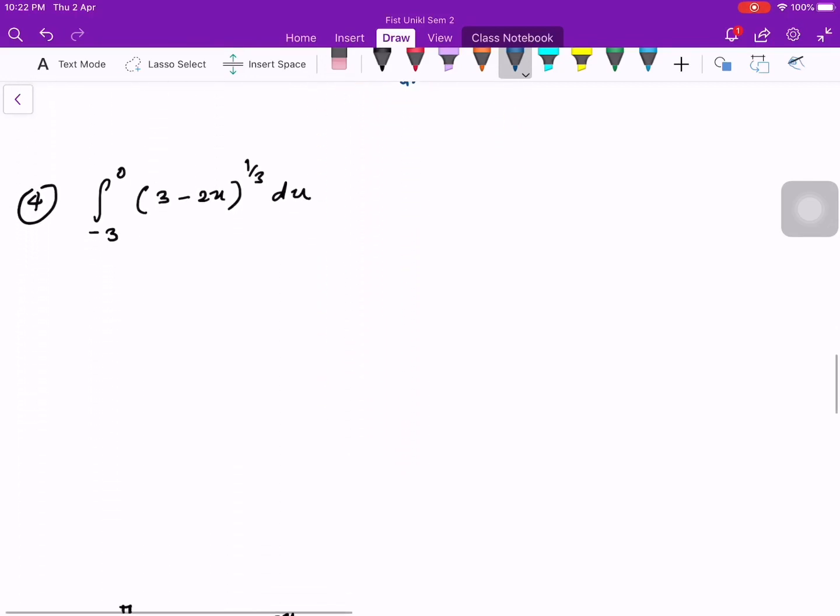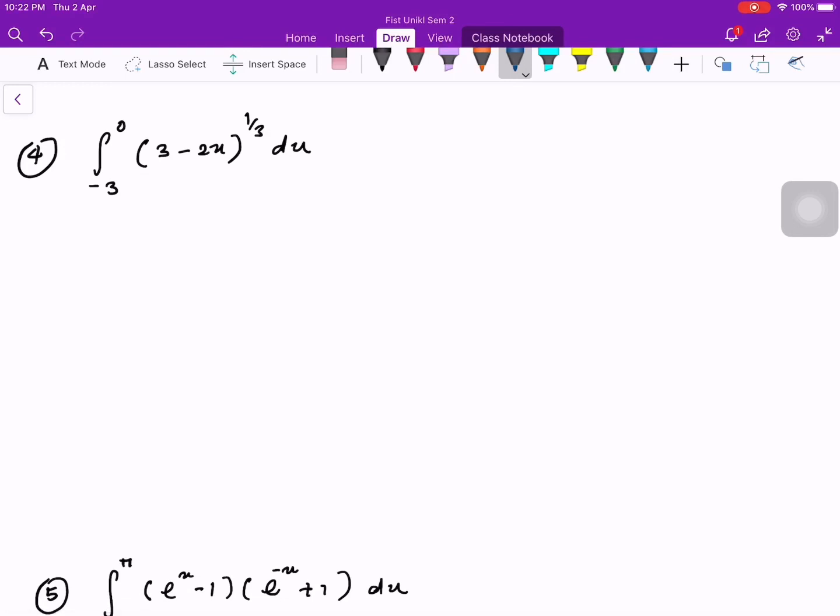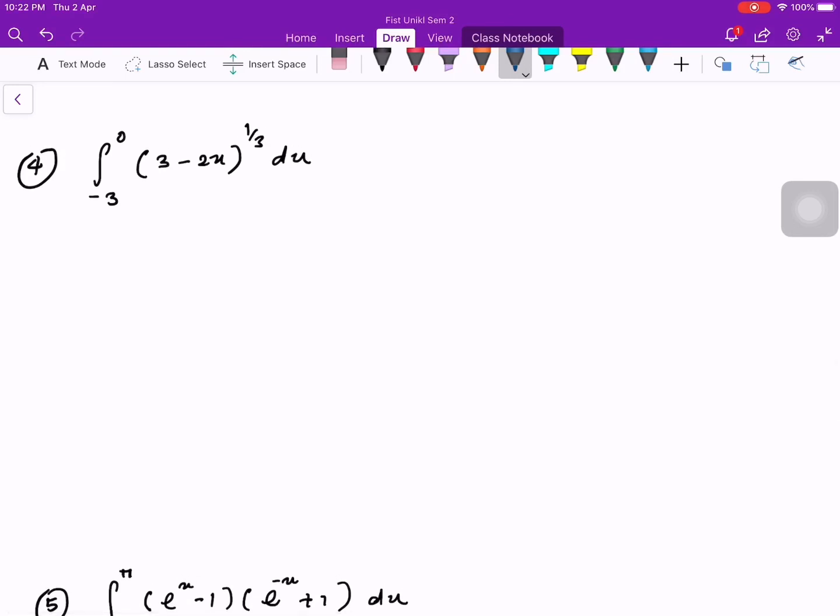Okay, sama juga dekat sini kita ada 3 minus with 2x to the power of 1 over 3. Okay, 1 over 3. So we have a limit from 0 to minus 3. Then we are going to have the integral of 3 minus 2x. Kita akan dapat 3x tolak dengan 2x squared per 2. Okay, dan kita akan ada limit, so this is the power of 1 over 3.